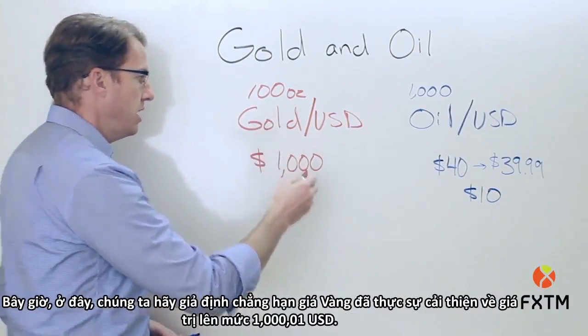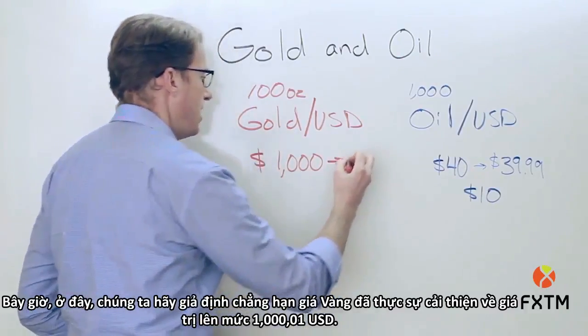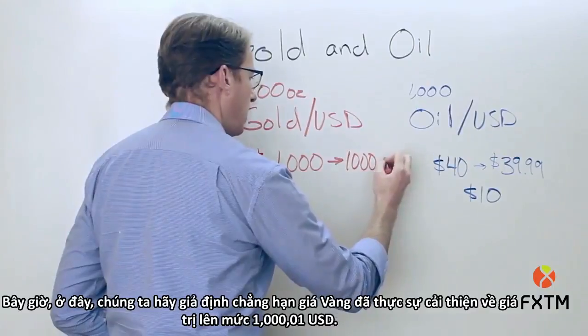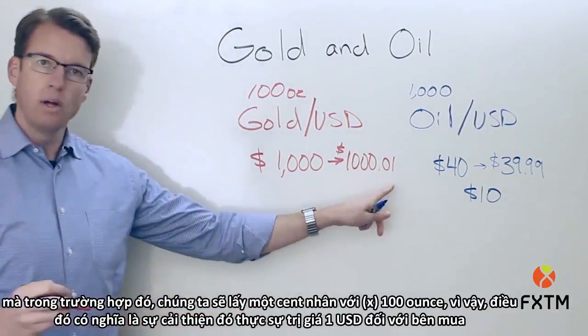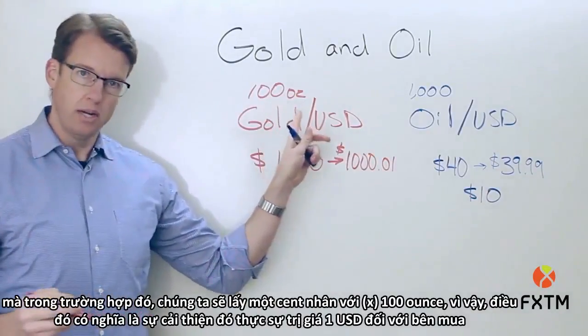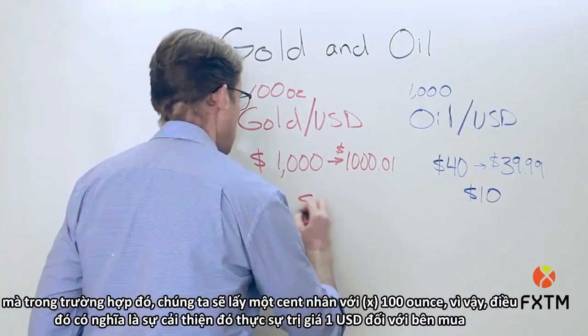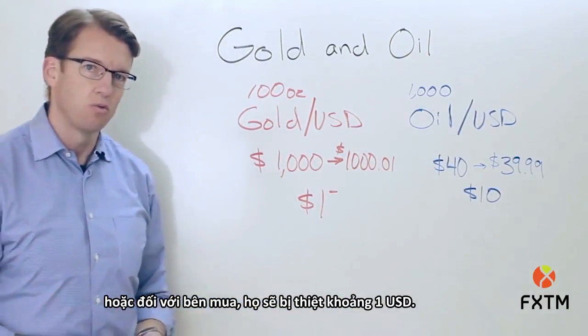Over here, if, for example, gold prices have improved in value to $1,000.01, so it's gone up a little bit, we would take that 1 cent times 100 ounces. That means that improvement is worth $1 to the long side, or to the short side, it would be adverse to the tune of $1.